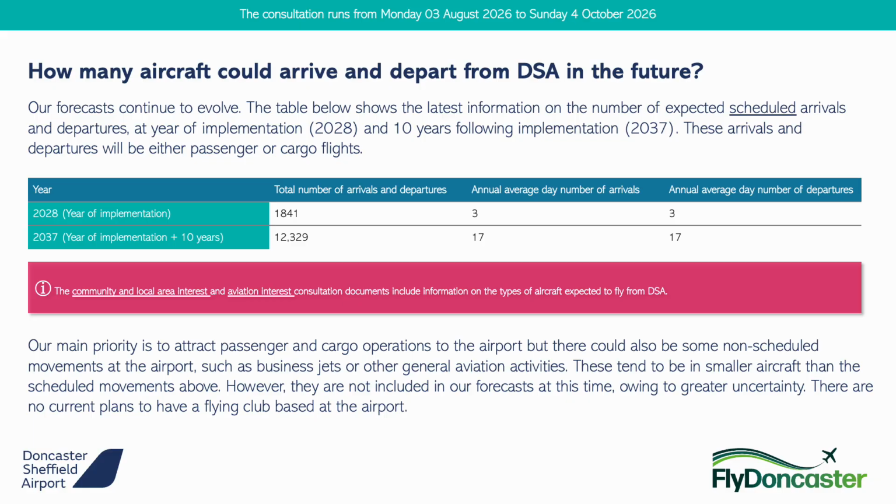An air transport movement is a commercial arrival or a departure, and our main priority is to attract passenger and cargo operations to the airport. But there could be non-scheduled movements at the airports, such as business jets or other non-commercial general aviation activities, even military aircraft. However, those aircraft are not included in our forecasts owing to greater uncertainty. There are no current plans to have a flying club based at the airport.